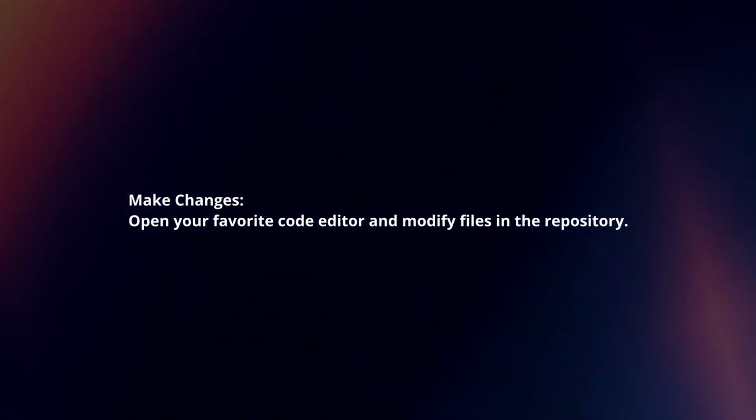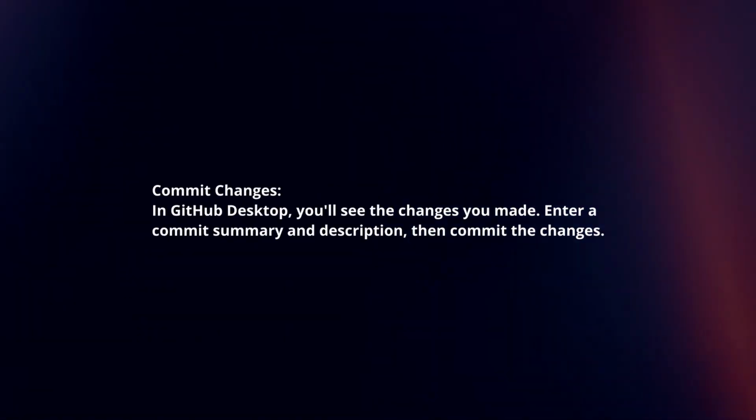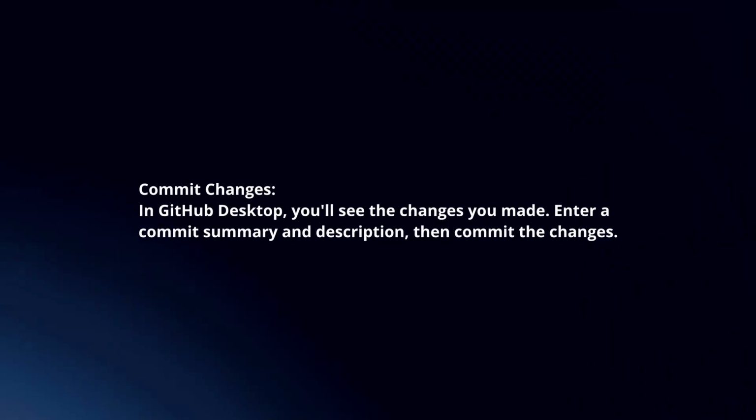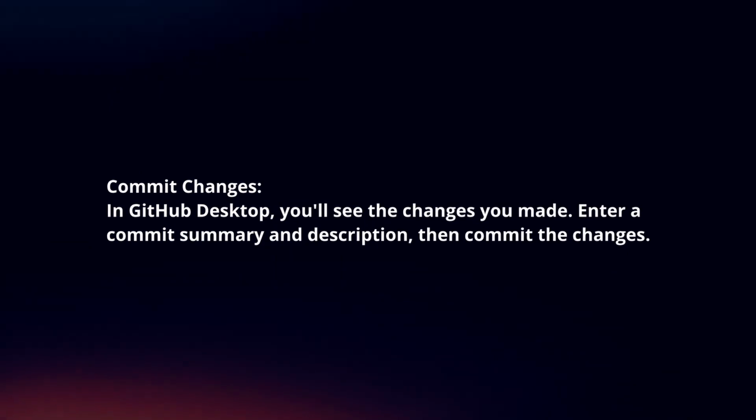Make changes. Open your favorite code editor and modify files in the repository. Commit changes. In GitHub Desktop, you will see the changes you made. Enter a commit summary and description, then commit the changes.